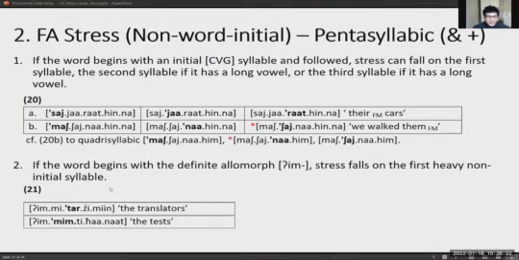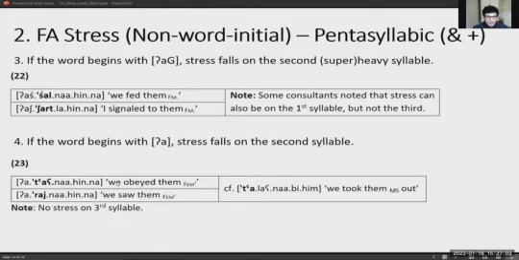The second case is when a word begins with the definite article or the allomorph im, the one with the epenthetic vowel. In this case, stress seems to consistently fall on the first heavy non-initial syllable from the left edge of the word. An example of this is the word mimtihanat and mutarjimin. So you could hear stress clearly on the first heavy syllable, mimtihanat, or mutarjimin, with stress on the first heavy syllable.